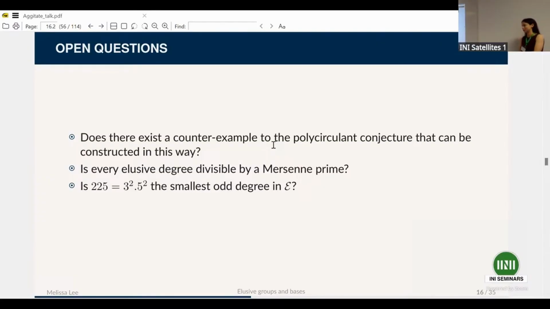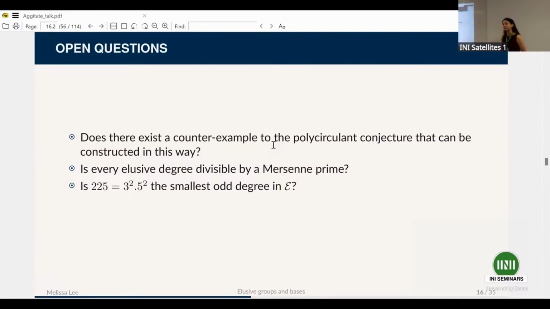And finally, I would like to know whether 225 is the smallest odd degree in the set of elusive degrees. Now, our colleague Binjo, co-author on this paper, is adamant that this is the smallest odd degree of an elusive group. But I asked him for the proof, and he said, I just feel it. This is the smallest group. I just don't think you can do better. So I would really like to know. Yes, so this was a really interesting topic to work on. Okay, I believe that concludes our discussion.